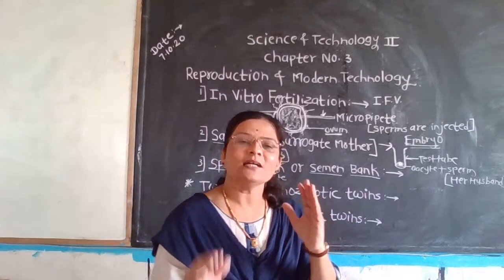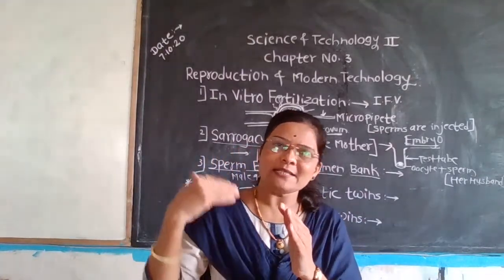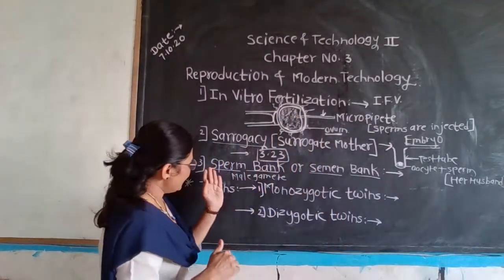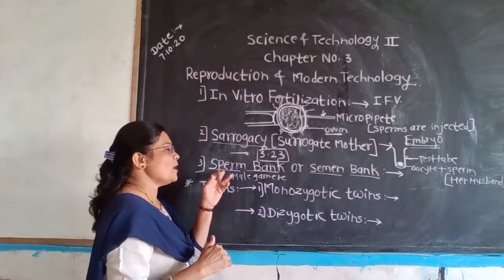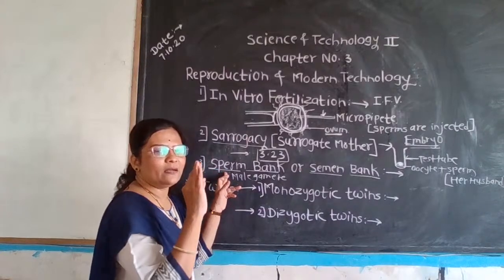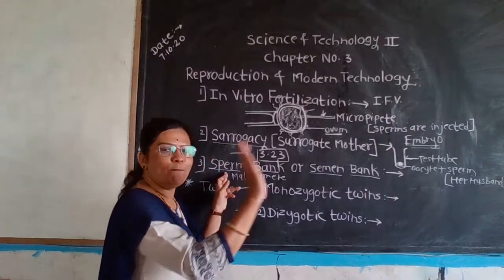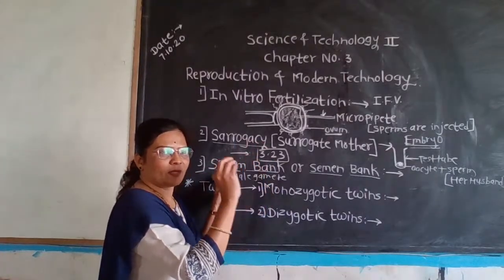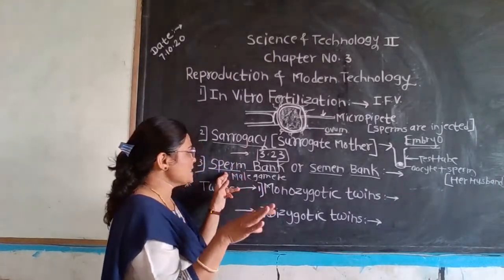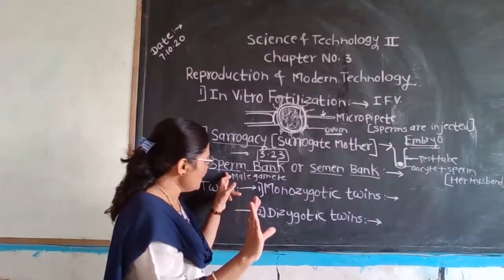Like that, the couples who have no child, whom we call childless couples, can use this technology. They go to the sperm bank. In that sperm bank, many males go and submit their sperms after a medical checkup. After the medical checkup and physical fitness, the sperms are taken and preserved in that laboratory.